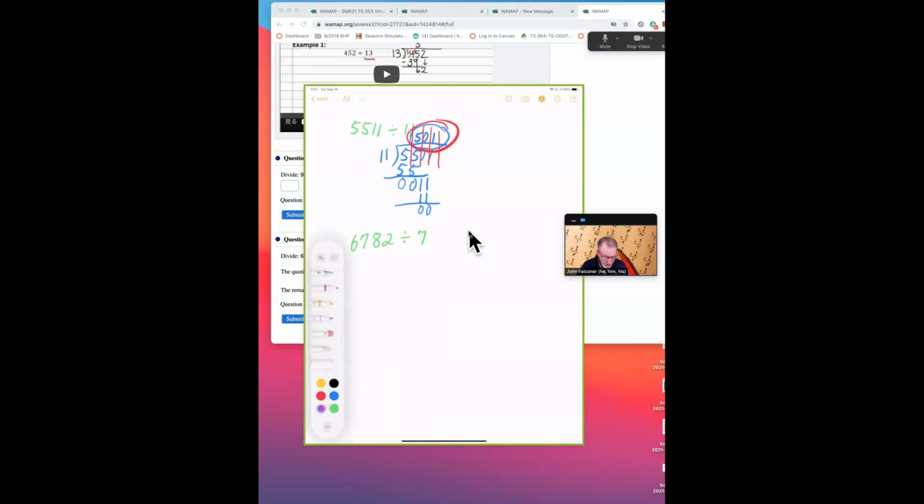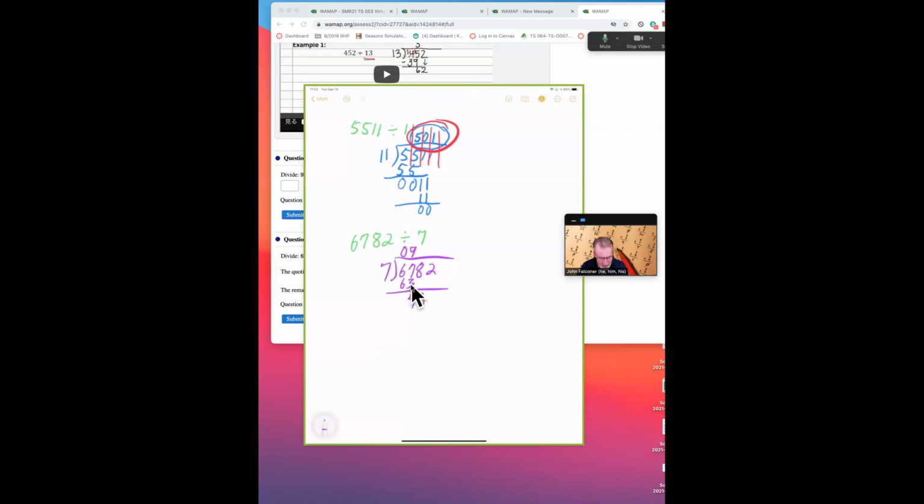Let's get a different color here. 6,782 divided by 7. So first we ask ourselves, how many times will 7 go into 6 evenly? So 0. How many times will 7 go into 67? Well, you've got to know your multiplication table really well. And when you start doing division, you need to know your multiplication table backwards, because that's what you'll be doing. 7 goes into 67 9 times, which is 63, leaving 4.